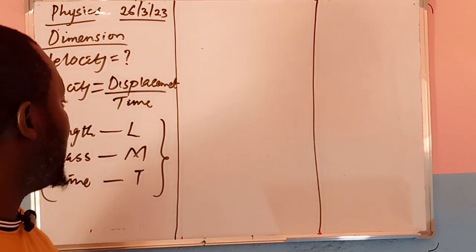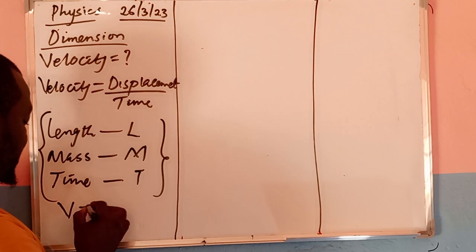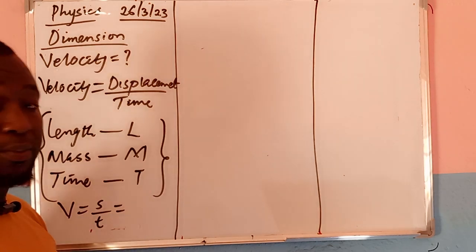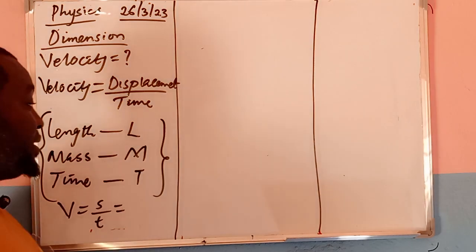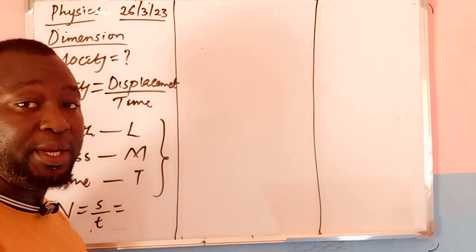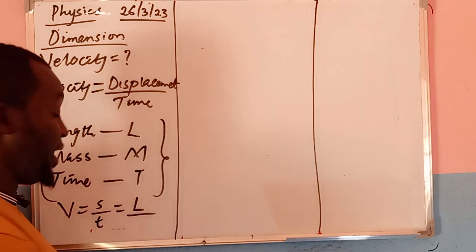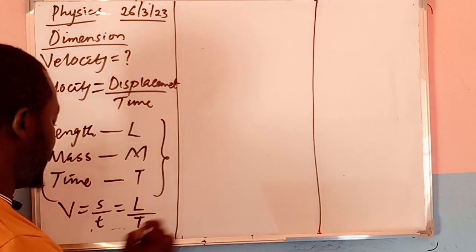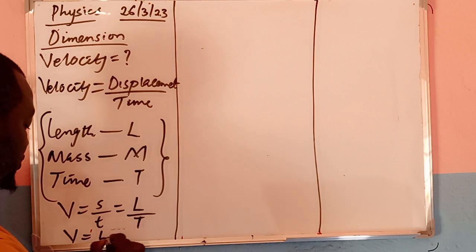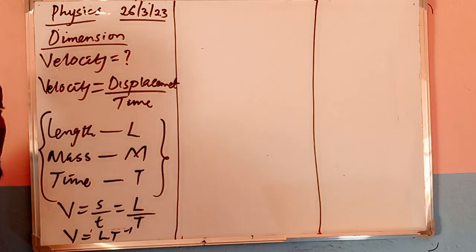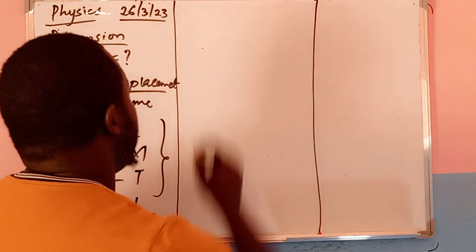For this case of velocity, we say velocity is the rate of change of displacement with time. Then we substitute the values of dimension. Displacement, that means distance, length, breadth, and height are all under capital L, divided by time, capital T. So our V is equal to LT raised to the power of minus 1. Definitely, the dimension of velocity is LT^-1.